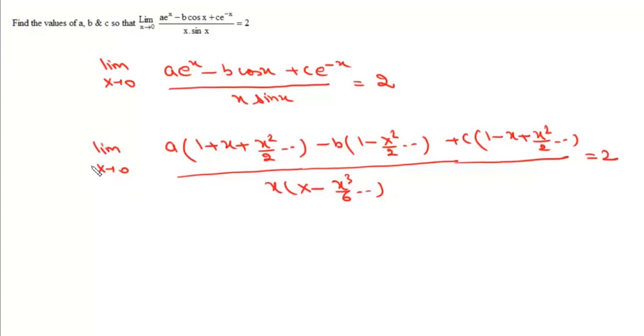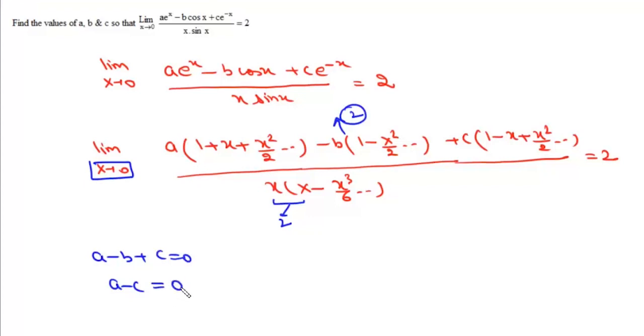Now since x tends to 0 and the answer is non-zero finite, that means the minimum power of x in the numerator must be the same as the minimum power of x in the denominator. Now we know that the minimum power of x in the denominator is 2. So in the numerator also, this minimum power must be 2. That means all the powers of x which are less than 2 must have coefficients 0. Now we look at this constant term. This constant term a minus b plus c will be 0. And if we look at the coefficient of x, it will be a minus c, and it will also be 0.